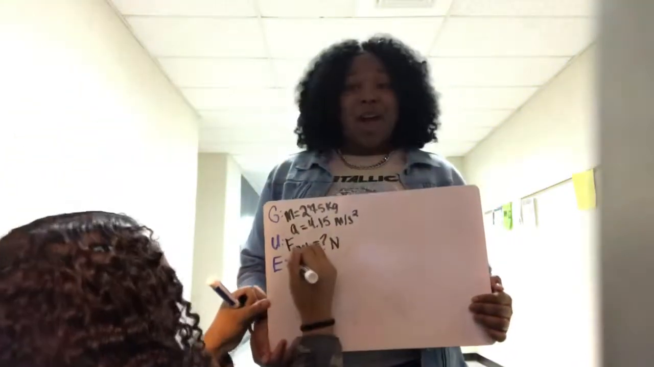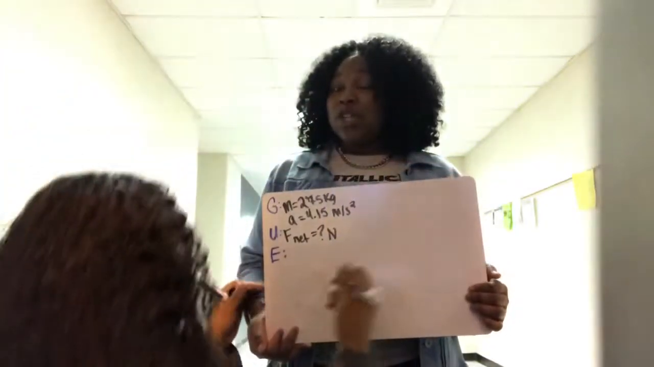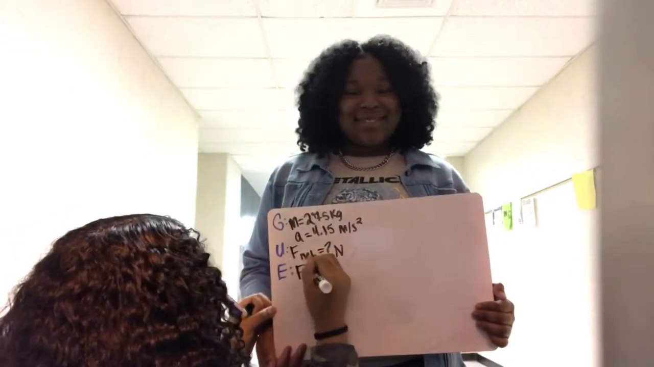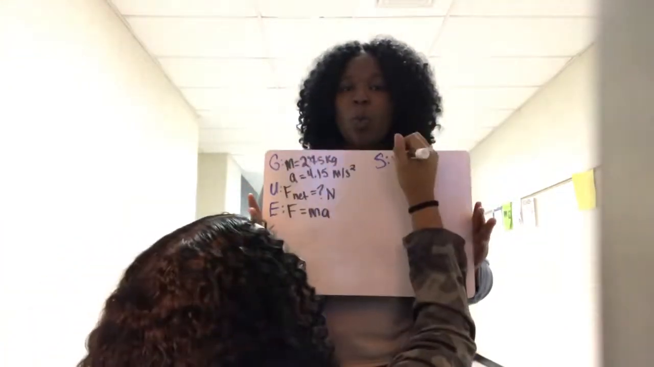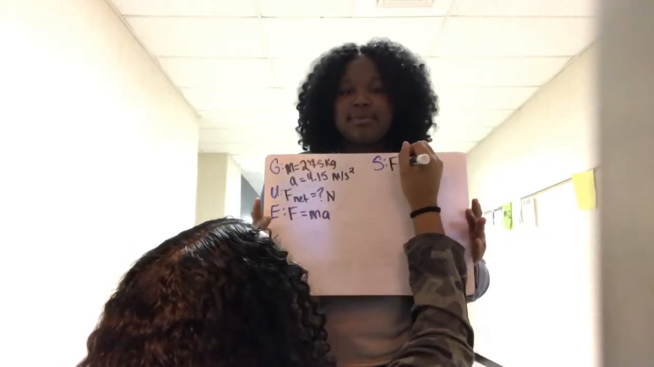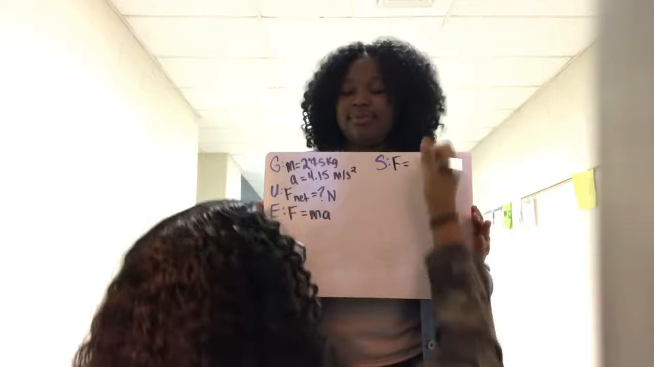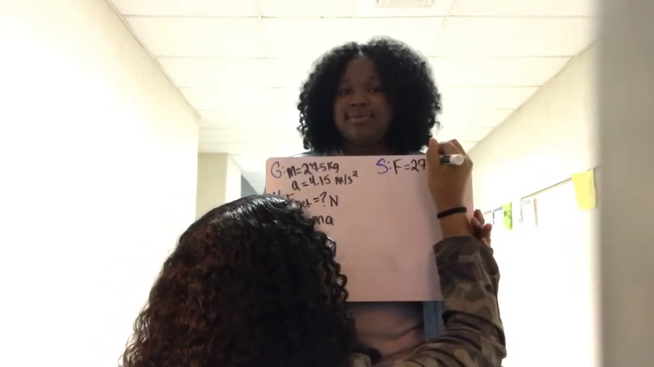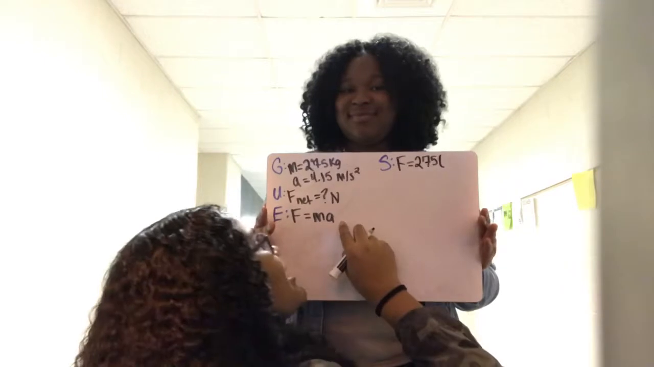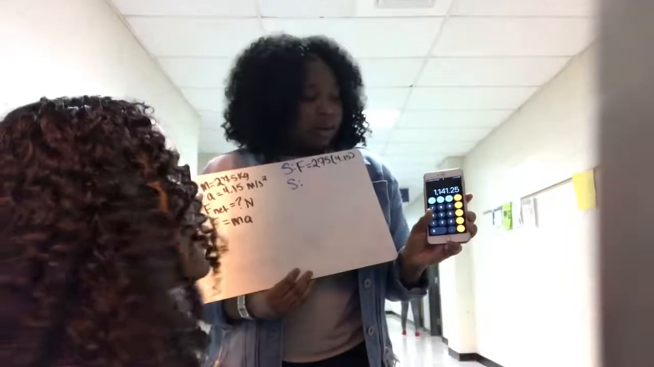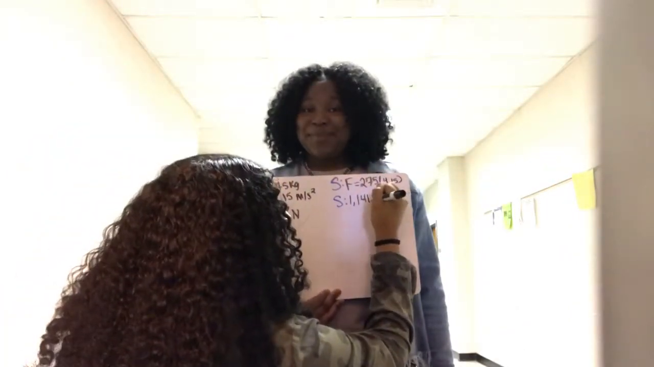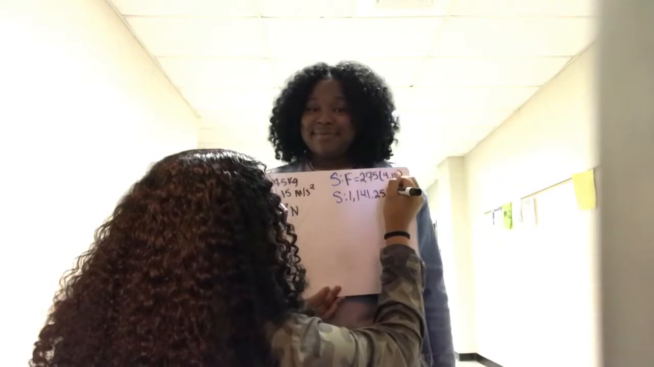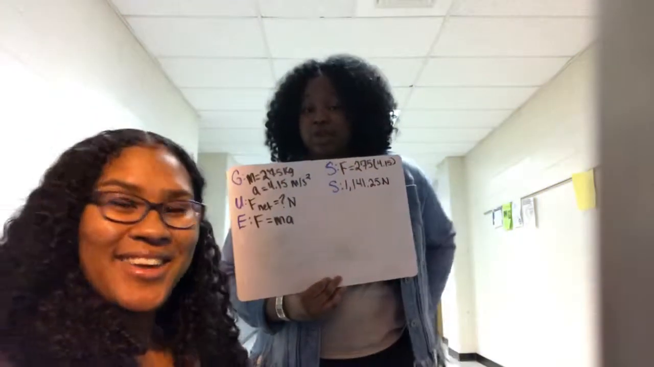But the equation is force equals mass times acceleration. That is right. So we're looking for force, so we don't have to rearrange our equation. We're going to plug in the mass, which is 275, and plug in our acceleration, which is 4.15. That gives 1141.25 newtons. Remember, newtons is your units.